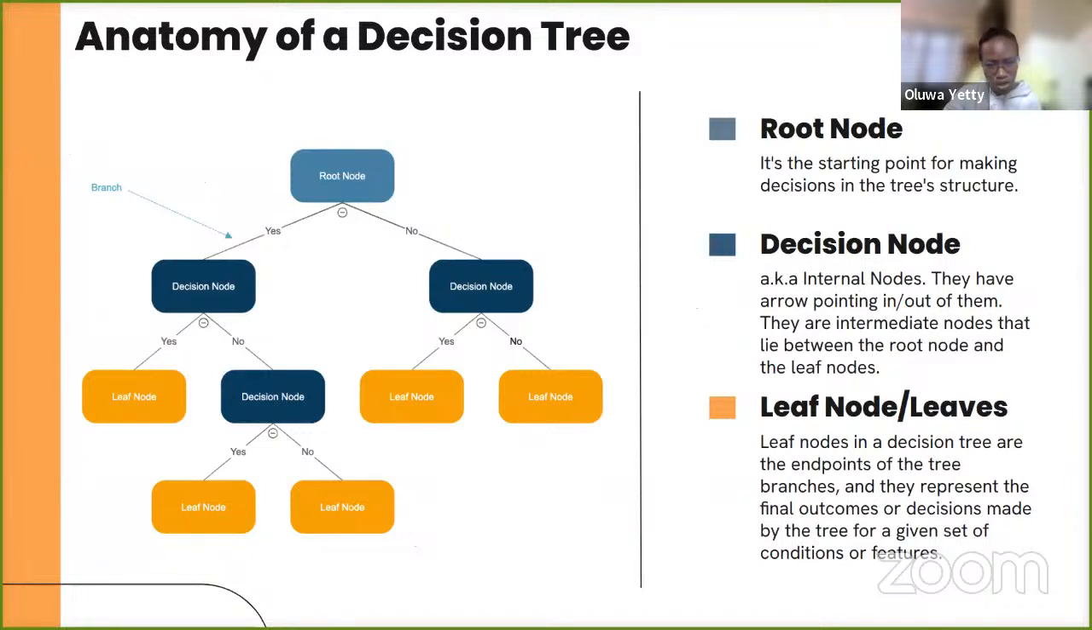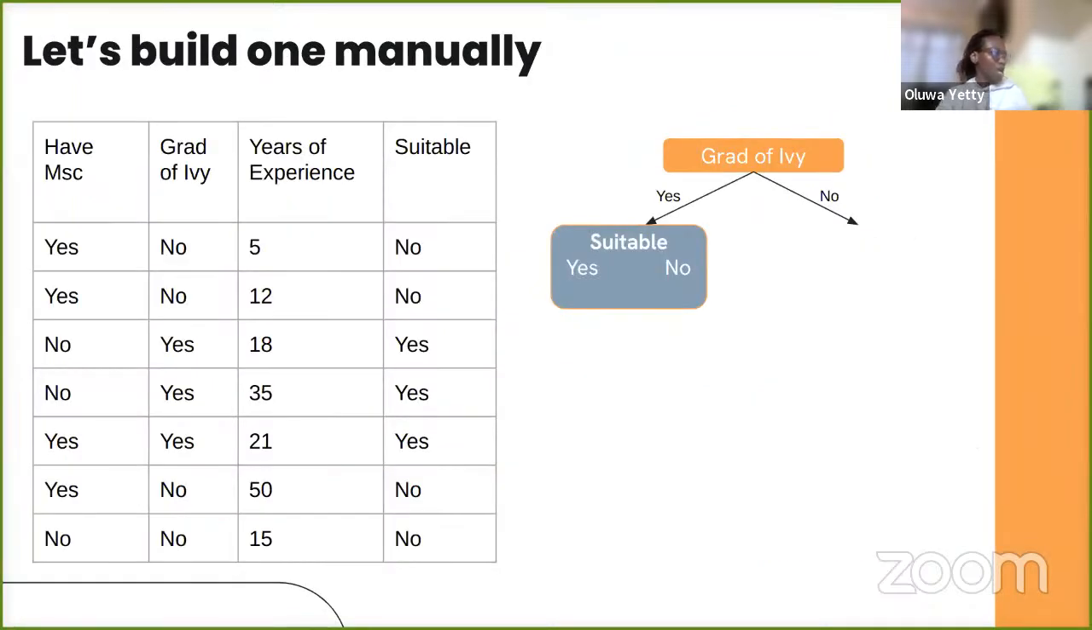Any questions so far? If you have a question, please put 0 in the chat section. Just put 0, so I pause. Okay, no question. Cool. So let's move forward.